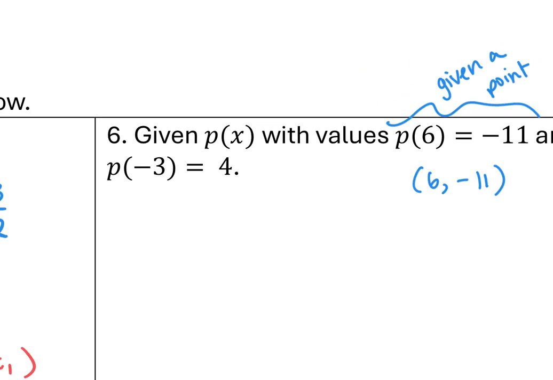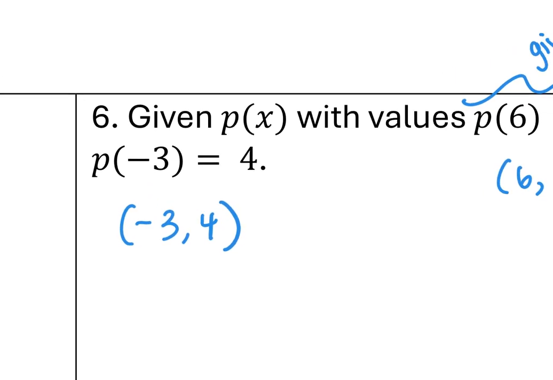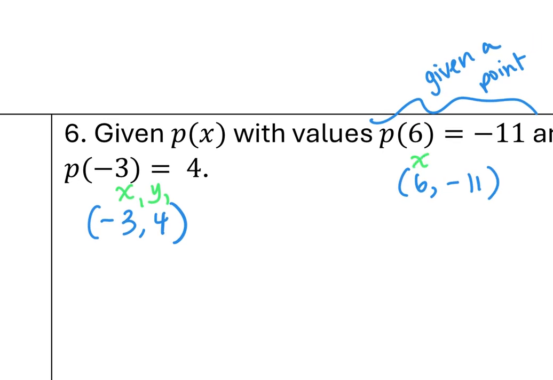Which then, if they give us this other point, this means when the input was negative 3, the output was 4. So this is the point negative 3, 4. So using function notation, they've given us 2 points. And now that we have 2 points, we can easily write the equation for the line. So the first thing we will need to do is find the slope. So we can say this is x1 and y1, this is x2 and y2. It does not matter. It will end up the same.